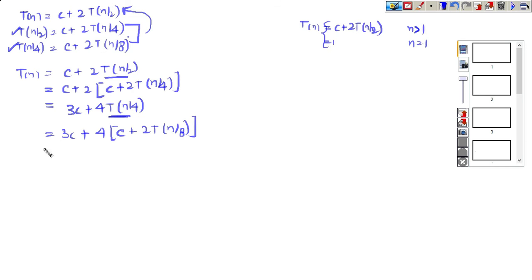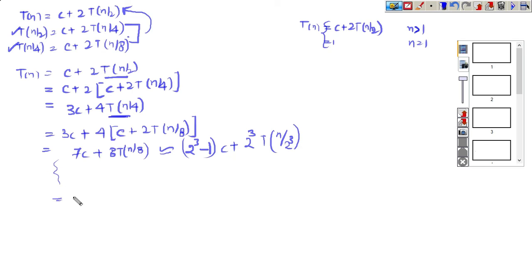So when you expand this, you get 7c plus 8t n by 8. And already we have seen how we can find the generic term. So actually this is 2 power 3 minus 1 c plus 2 power 3 t n by 2 power 3. That means if I go to my kth term, I will get 2 power k minus 1 c plus 2 power k t n by 2 power k.